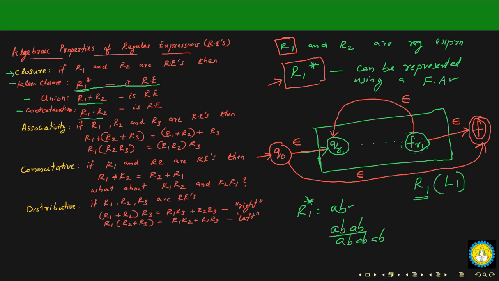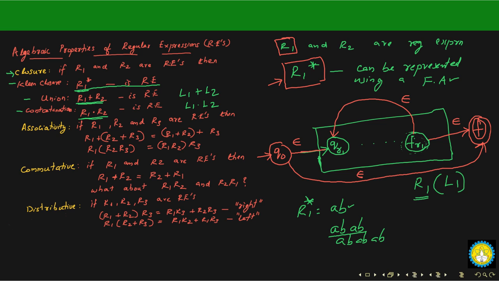So in the very same way, you can prove for R1 plus R2 and R1 dot R2. Remember, in the previous video regarding the union and concatenation of languages, we looked at how we can prove that if L1 and L2 are given as regular languages, L1 plus L2 is also regular. Similarly, L1 L2 is regular. So the very same procedure can be applied to regular expressions also.